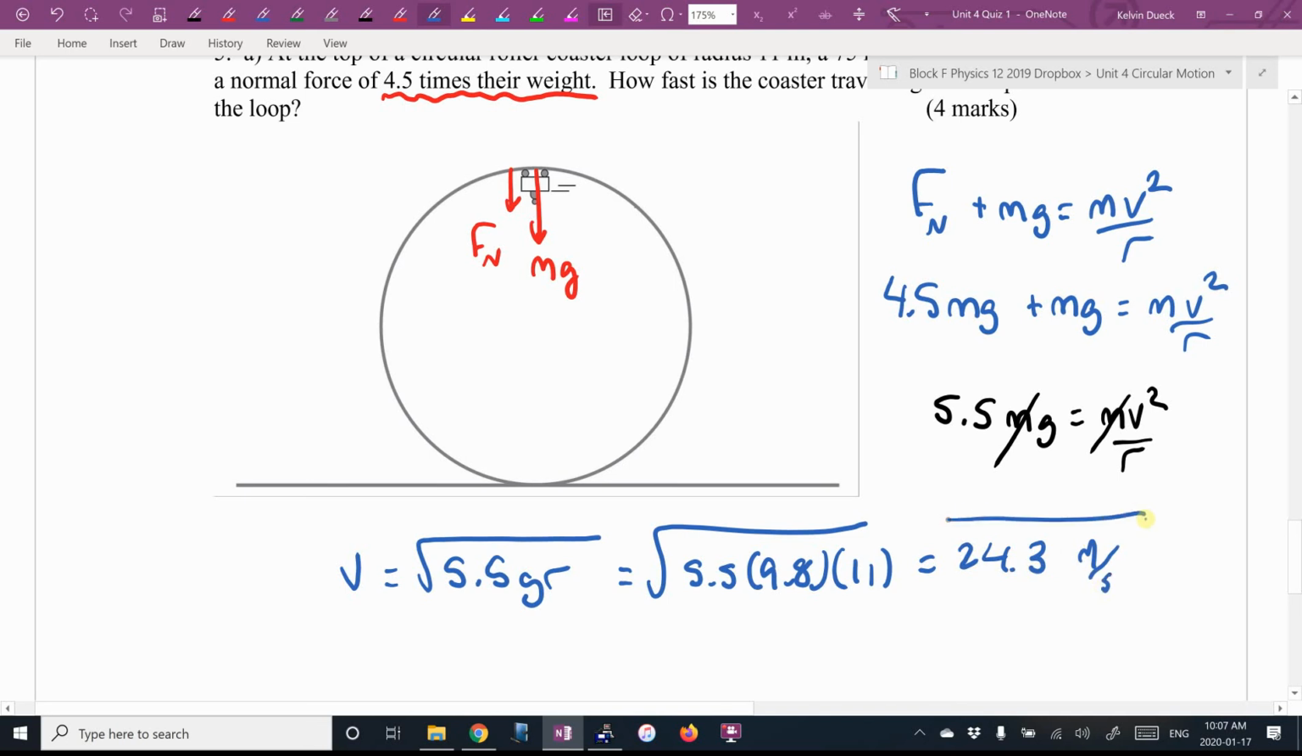If you got that right, 4 out of 4. Otherwise, I would probably go 1 mark for that, 1 mark for that, 1 mark. I'd probably go actually 1 mark for that, half mark for the numbers, and a half mark for the answer. But if you got it right, that's fine.